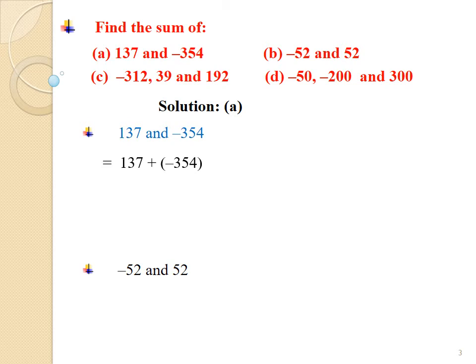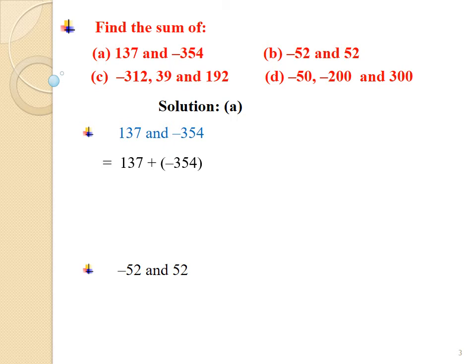137 and minus 354 have opposite signs. Thus, subtracting 137 from 354 as a whole number by ignoring the sign, irrespective of side, right or left, we get 217.